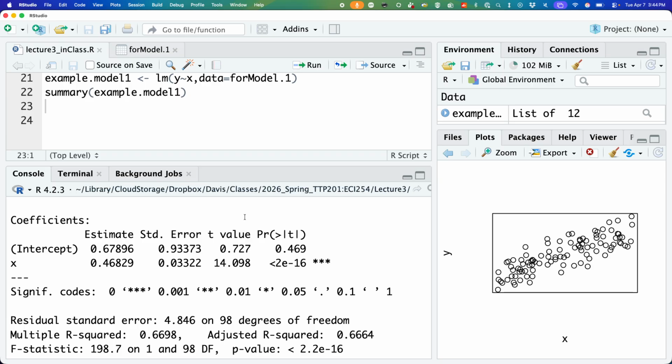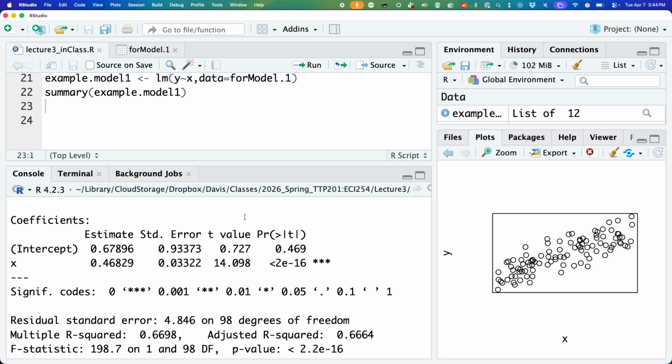Half question? Sure. Where did the 14 come from, the t-value? Yeah, from the t-value. The t-value tells us how many standard errors away we are from 0, from beta equals 0.